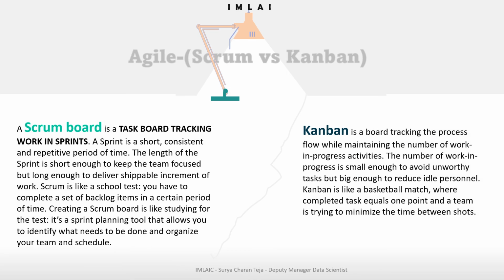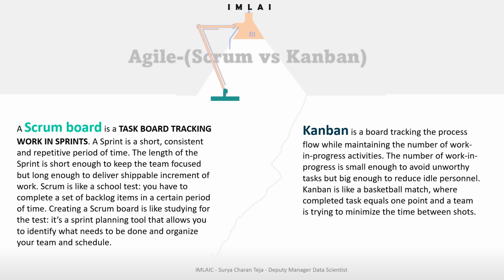So now we have seen Agile, we have seen Scrum framework and Kanban framework in liaison with Agile. So now let's see what is the exact difference in one paragraph. So if you see, a Scrum board is a task board tracking work in sprints. That's it. So Scrum board is a task board, whereas a Kanban board is tracking the process flow. One is tracking the process flow, other one is tracking the task.